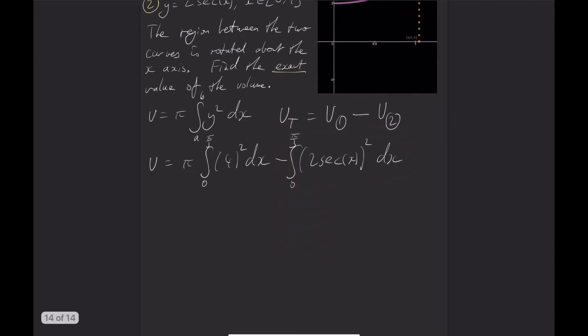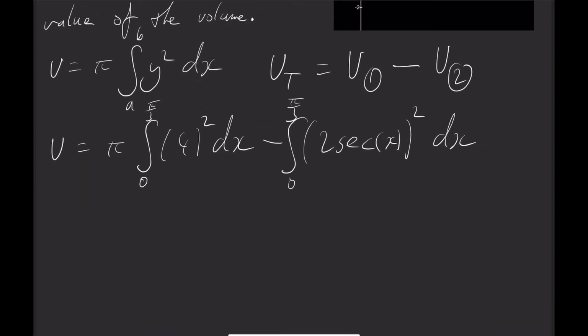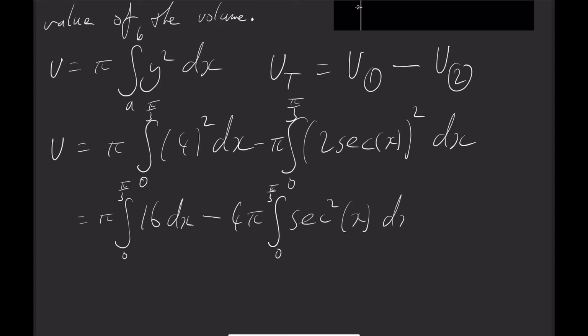All right, let's tidy this up. So this is equal to pi times the integral from 0 to pi on 3 of 16 dx. And I'm subtracting. Now I'm going to have to square everything here. So I'm going to use my integral knowledge to put this 4 out the front. There should be a pi here, sorry about that. So that should be a pi times the integral from 0 to pi on 3 of sec squared x dx.